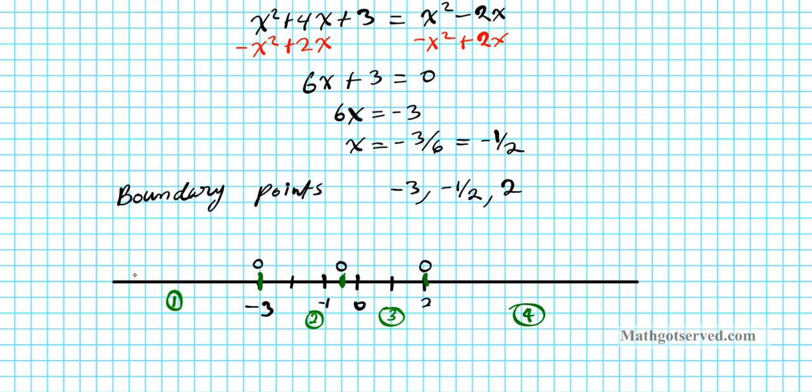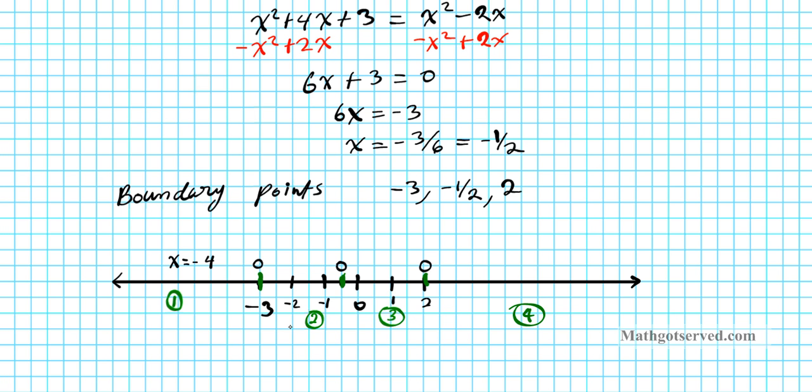Okay, so what we're going to do is pick test values in each interval that we're going to plug into our inequality to see if the interval is good or bad. So in interval 1, we can pick any number that's less than -3. We can pick x = -4 to test here.